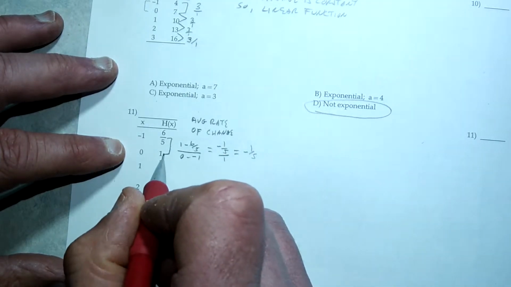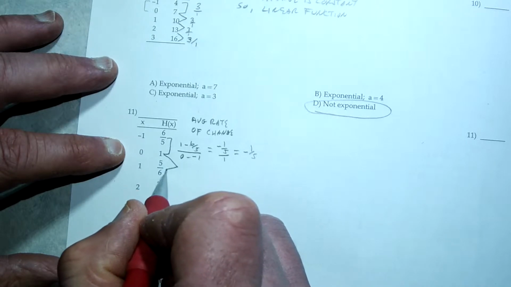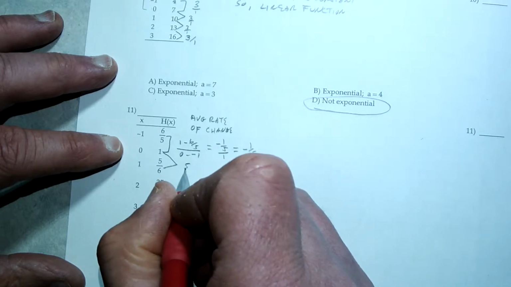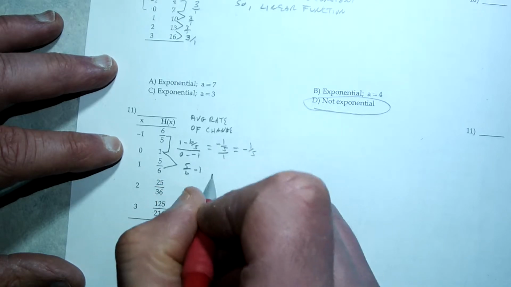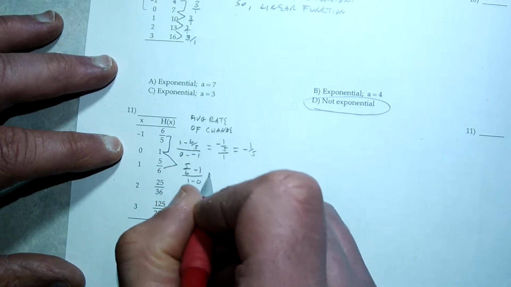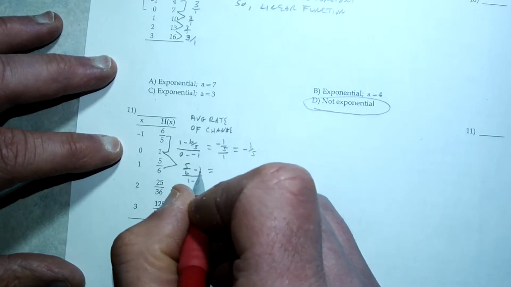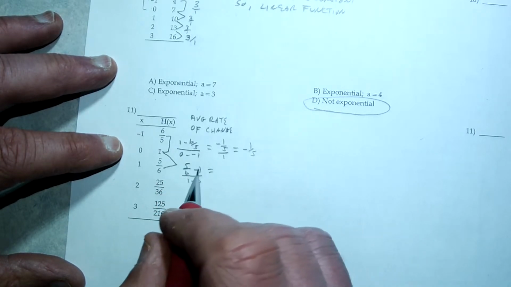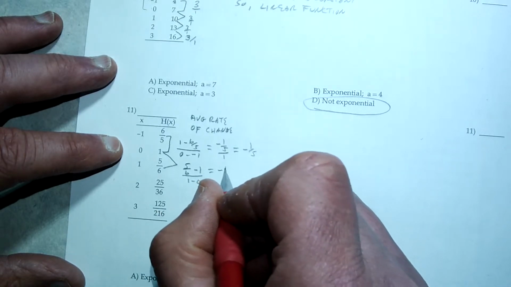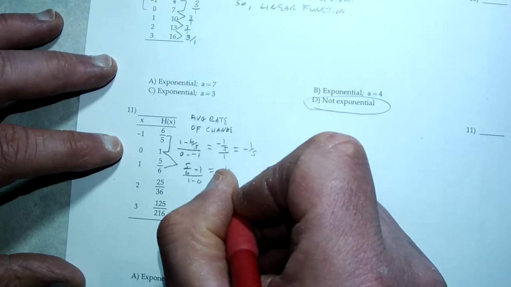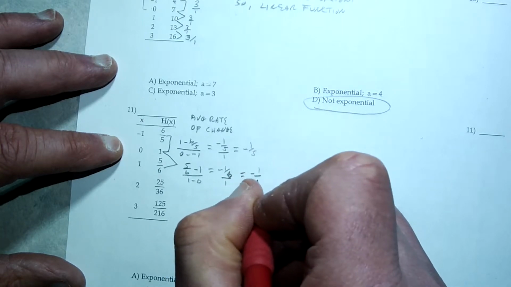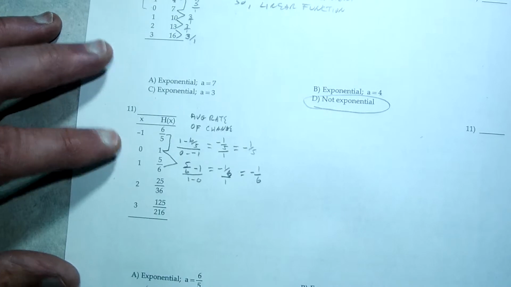Then if I went and I took this one right here, that would be 5/6 minus 1 over 1 minus 0. And that is going to be a what? Well, 5/6 minus 6/6, which is equal to 1, is a negative 1/6 to 1. And that's not the same. Negative 1/6 to 1 is just negative 1/6.